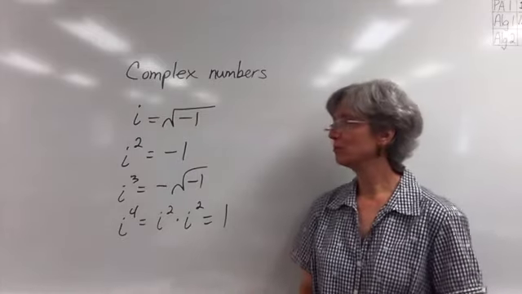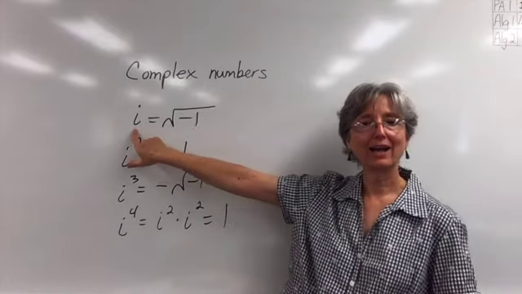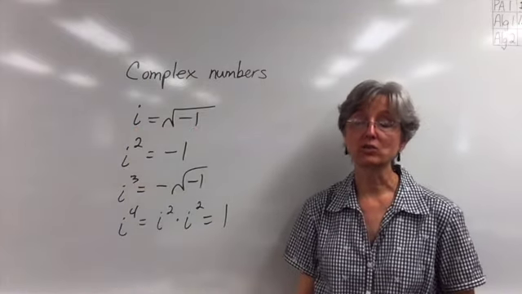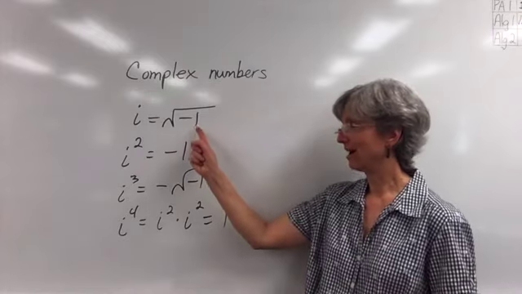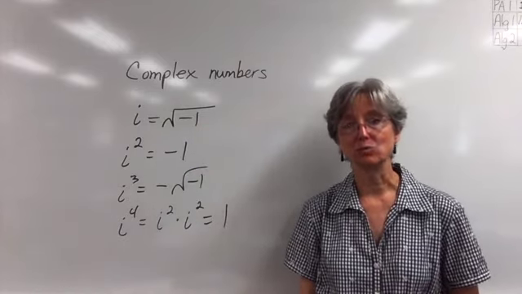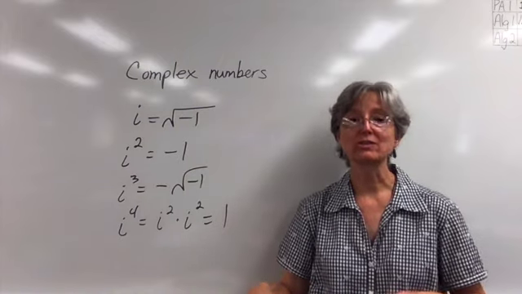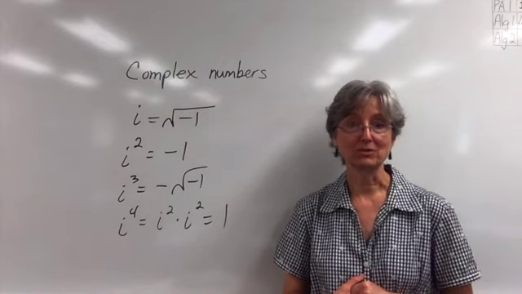You aren't going to be doing that. I just wanted to show you. Basically, you're going to be dealing with i, and you are going to be dealing with i squared. So please remember that i squared is -1, and that i is the square root of -1. So let's see how this works and what we mean when we say complex numbers.